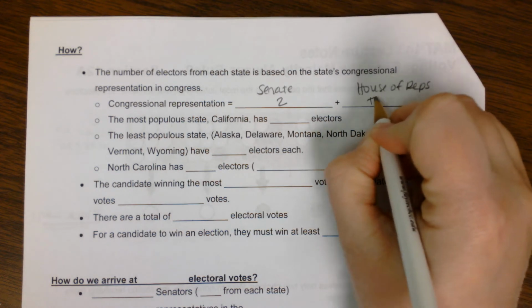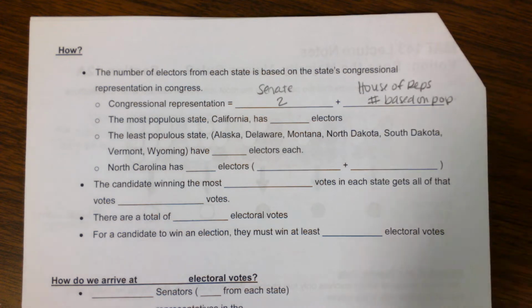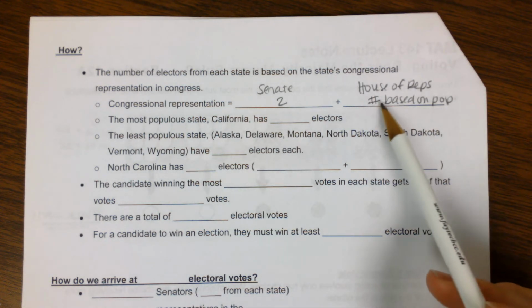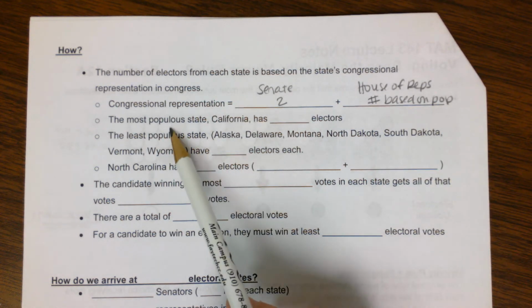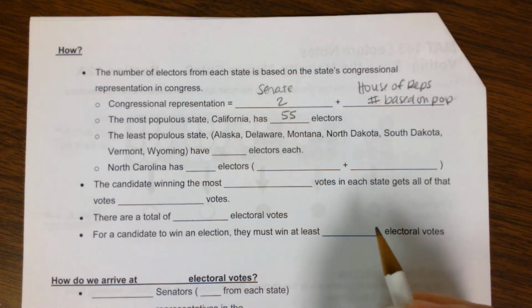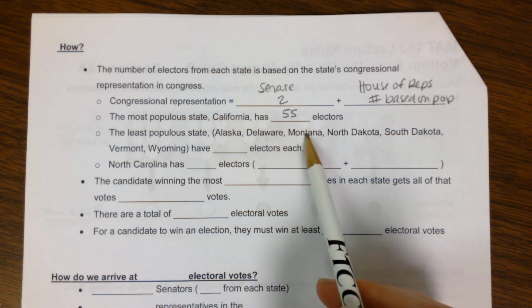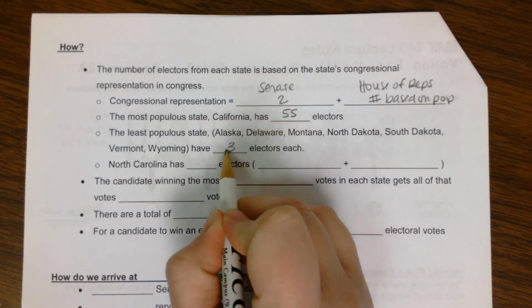So it's going to be some number based on population. I think it's at least 1, if I remember right. But anyway, the bigger the state, the more representatives you get. For example, the most populous state, California, has 55 electors for the Electoral College. The least populous states, including Alaska, Delaware, Montana, and so on, have 3 electors.